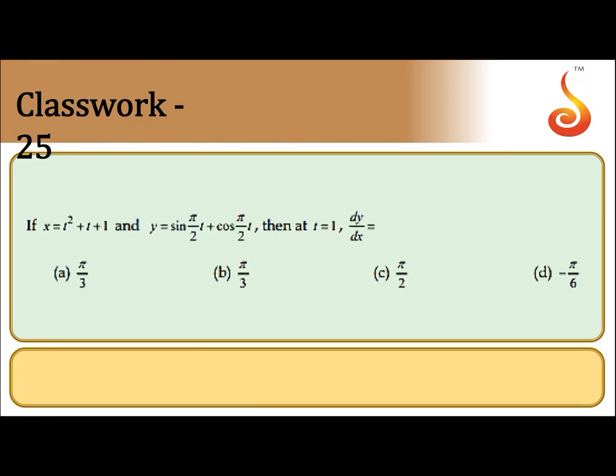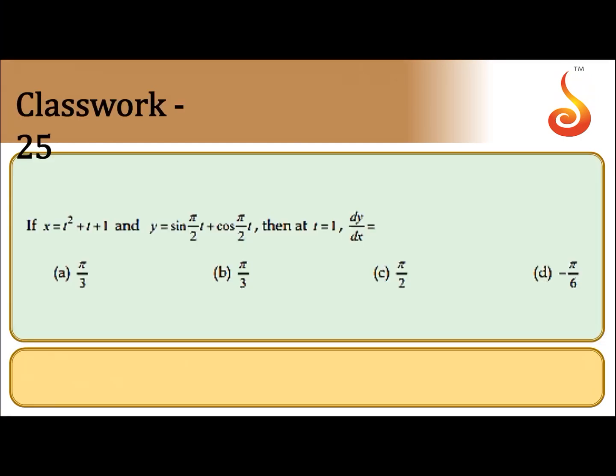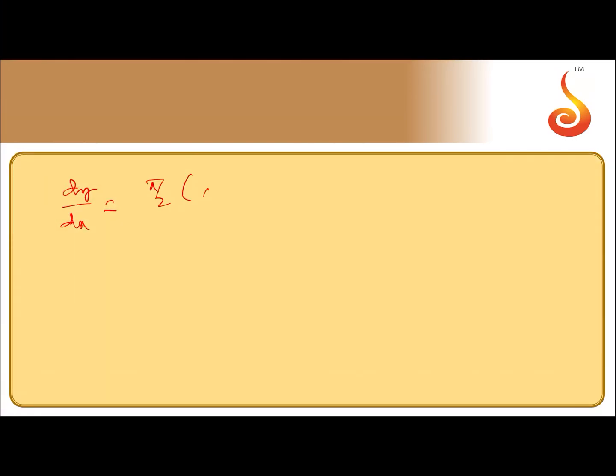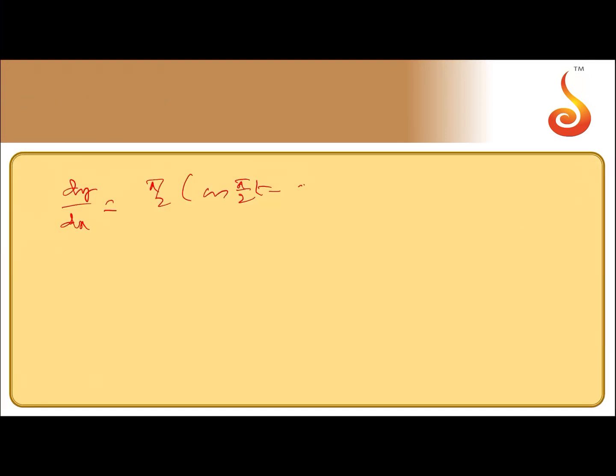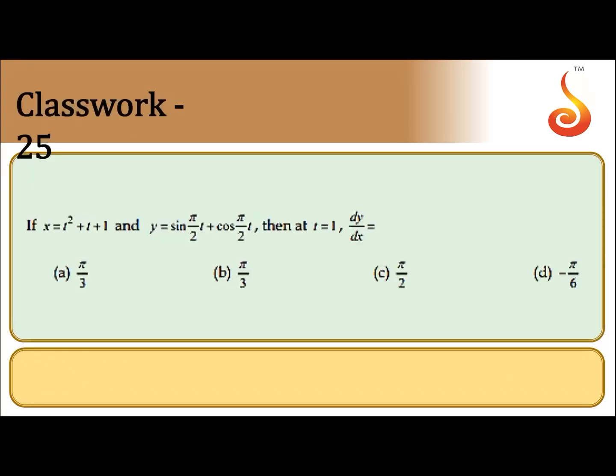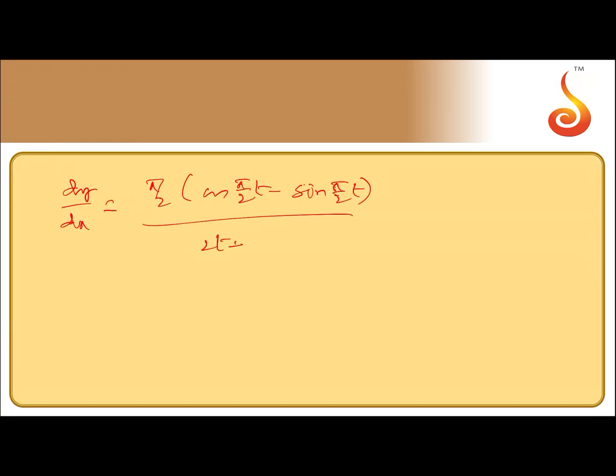Coming here, 25th one. At point t is equals to 1, then dy by dx is equals to how much is that? Let me calculate. dy by dx is equals to dy by dt, that's nothing but sine of pi by 2 times t, which becomes pi by 2 times cos pi by 2 times t, and x is cos of pi by 2 times t, so minus pi by 2 times sine pi by 2 times t, divided by derivative of t square plus t plus 1, 2t plus 1. And I need the value at the point t is equals to 1.